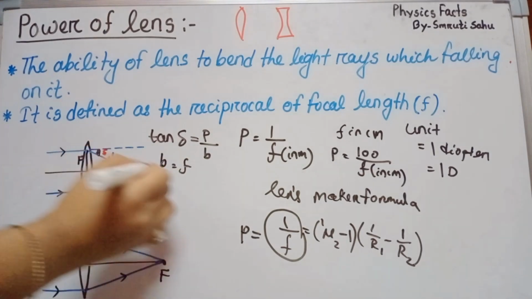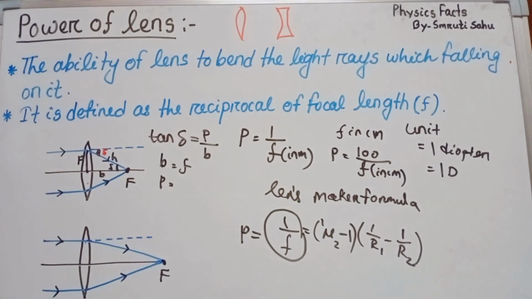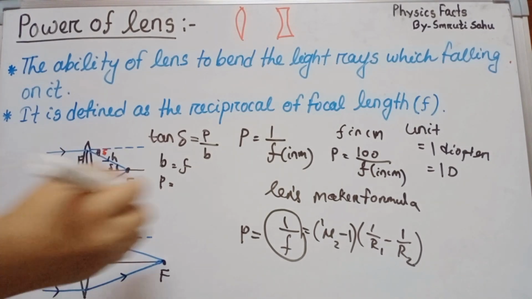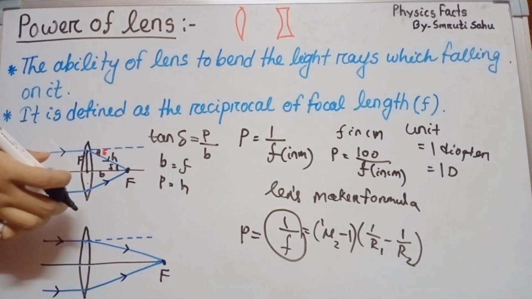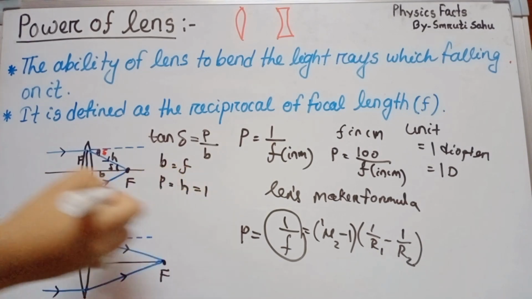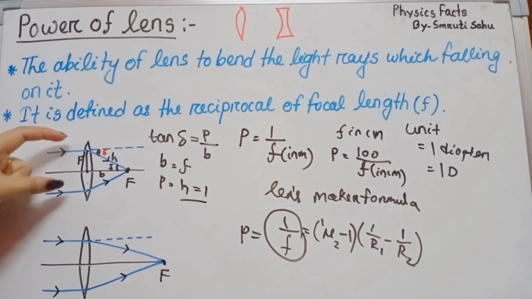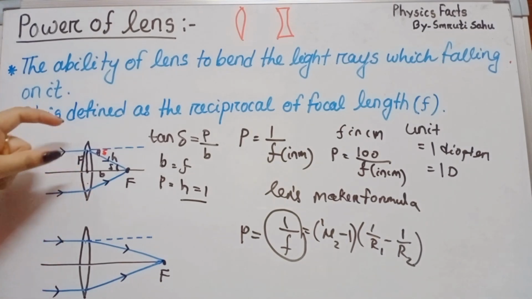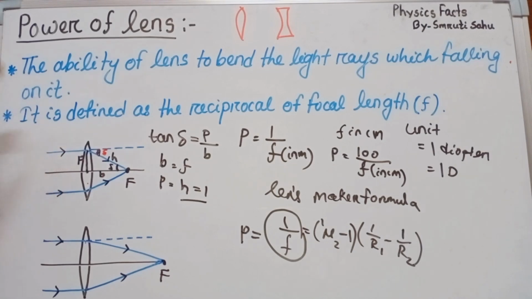And what is P? That P is the height of the object, because here we take the height of the object. Because we take the lens to be very thin and the aperture very small, H equals 1. Why do we take H equals 1? You got it? Because the lens is very small and we take the aperture of the lens to be very small. So we take H equals 1.